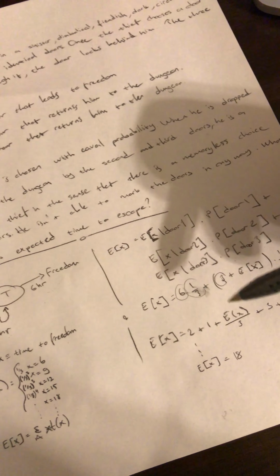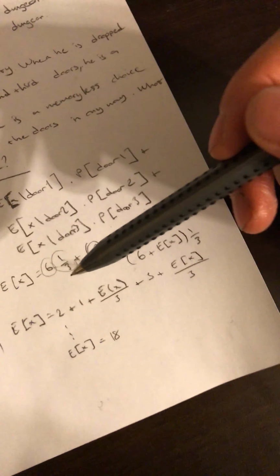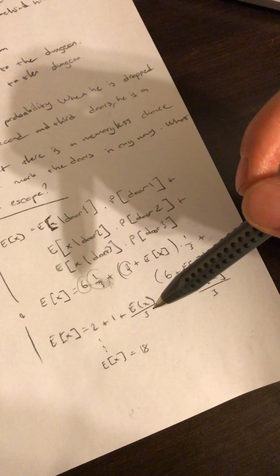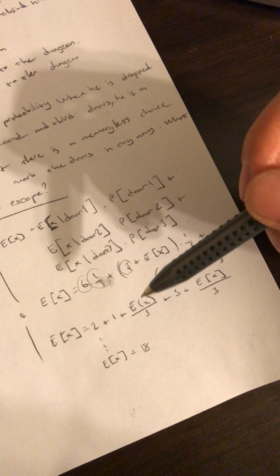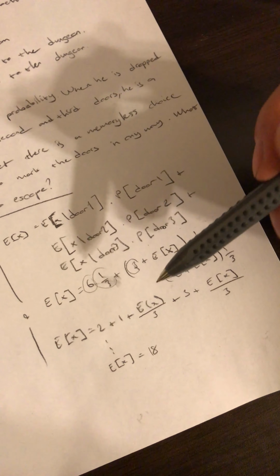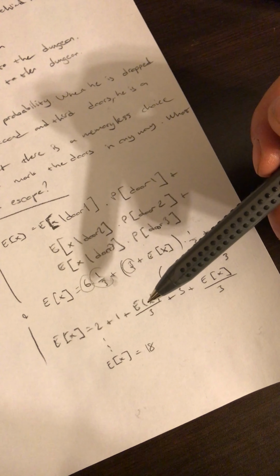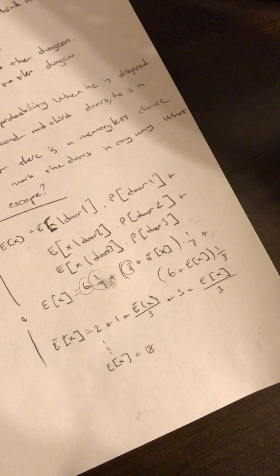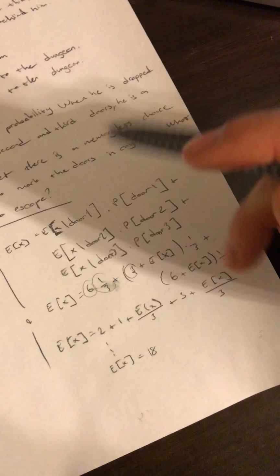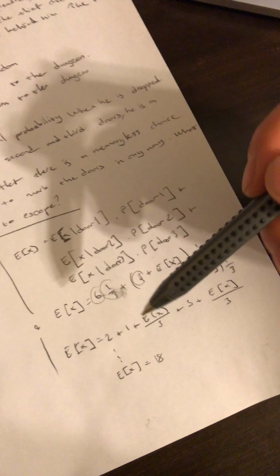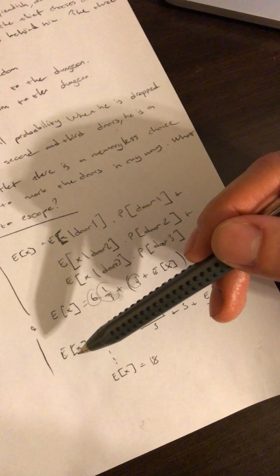Finally, the expected value of x given he chooses door 3: he eventually makes it back to the dungeon, but that's like starting over, so this will be 6 plus his starting over, expected value E of x, and that will also be multiplied by 1/3. Now take a look at that equation. That equation only contains E of x, which is what we wanted. So at this point all we have to do is a little bit of calculation.